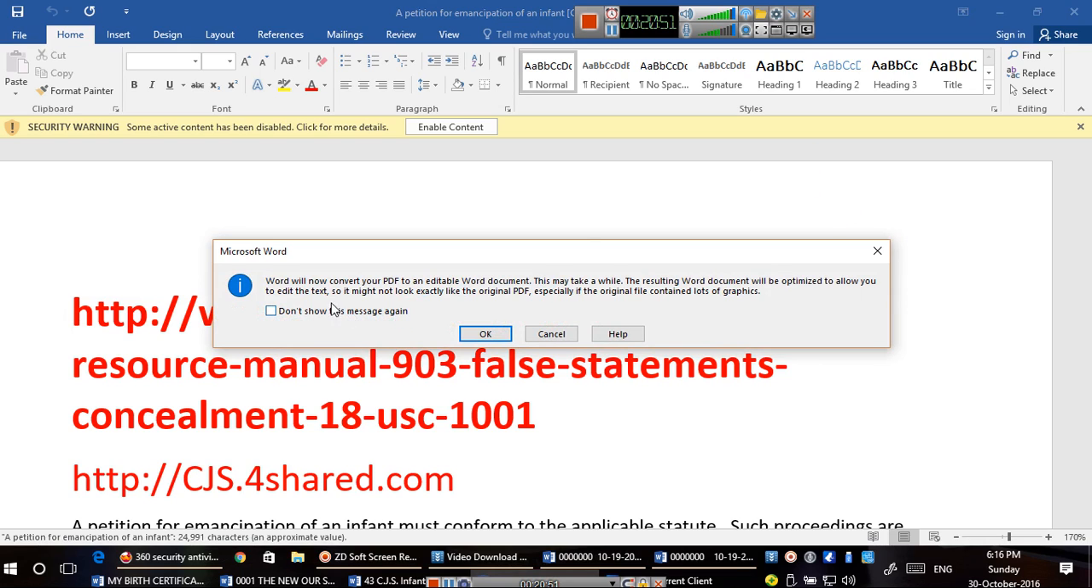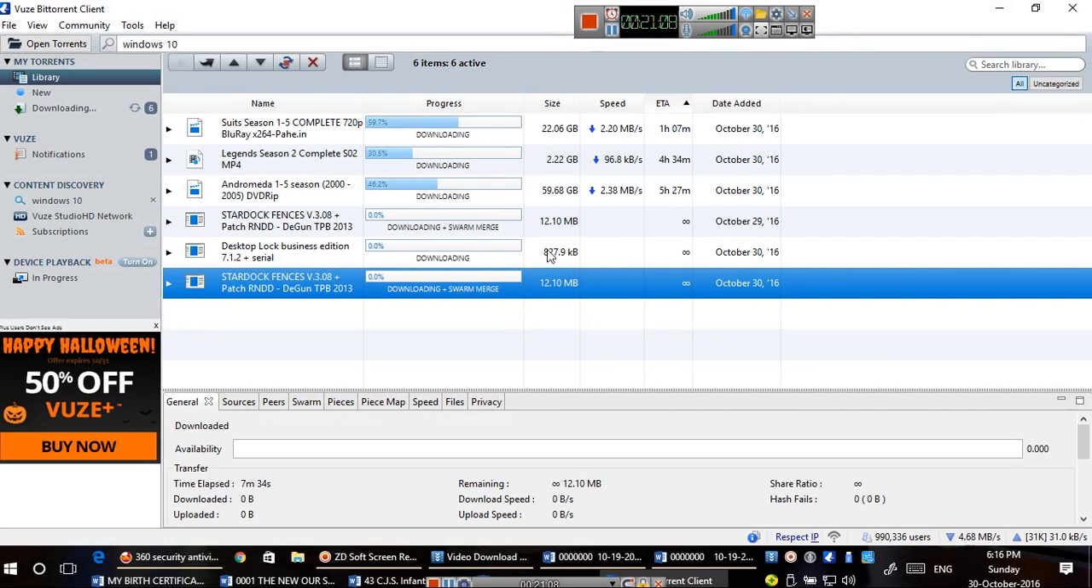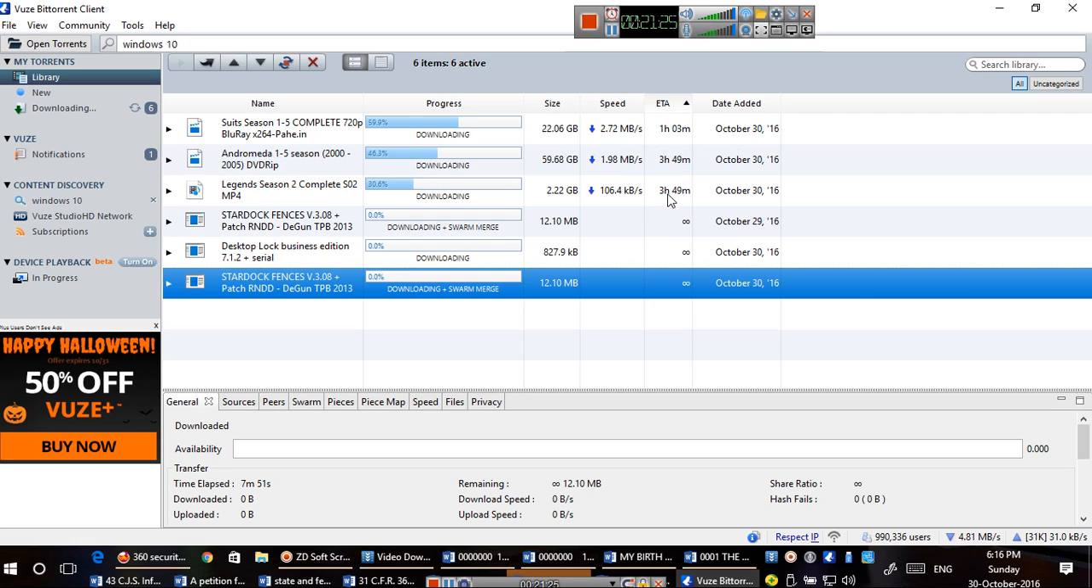Okay? Word will now convert your PDF into an editable Word document. Ladies and gentlemen, let me explain what's going on with Word. This is Word 2016. Well, when I got Word 2016, I did it through this software. I'm not telling you how to get pirated software. No, I'm telling you how to share with your neighbor. My neighbors are sharing with me. Do you see this? It's all about sharing. See, I told you it wasn't going to take 8 hours. None of them are 8 hours.